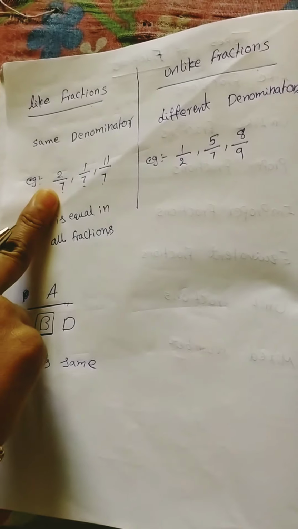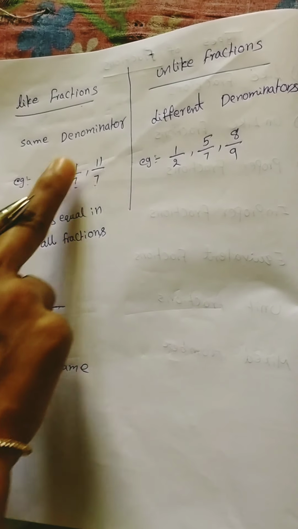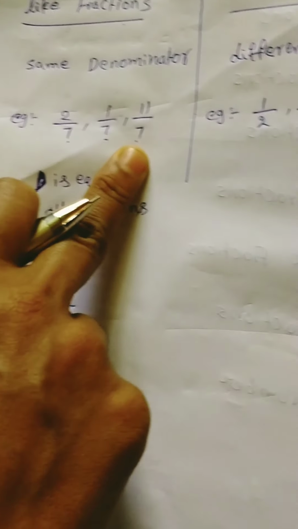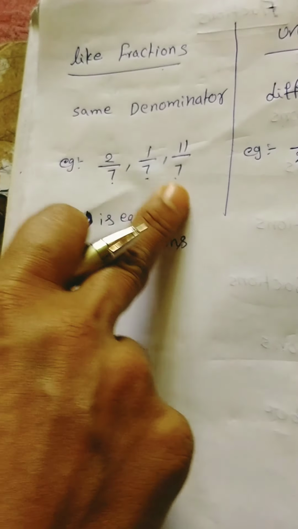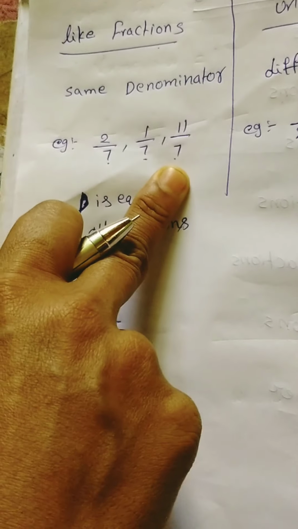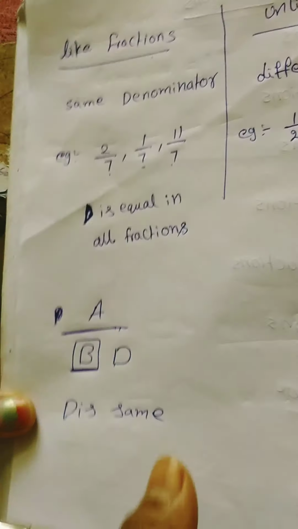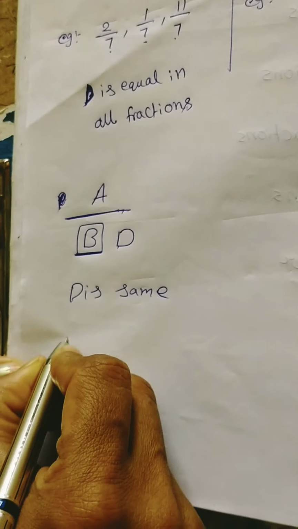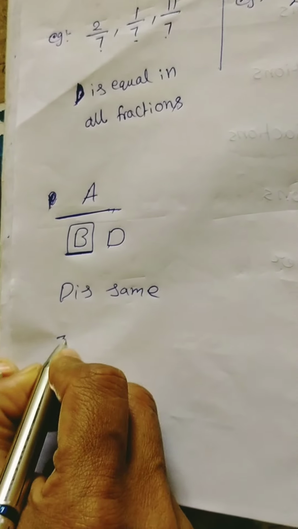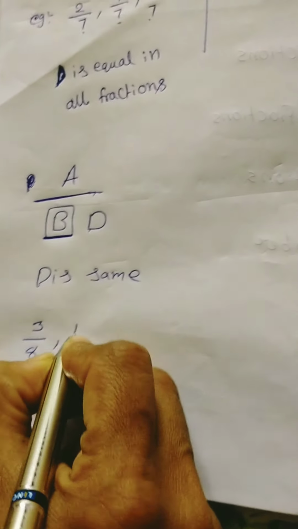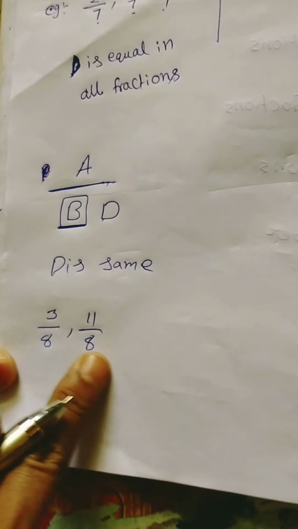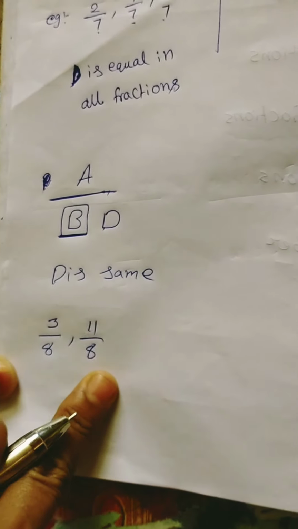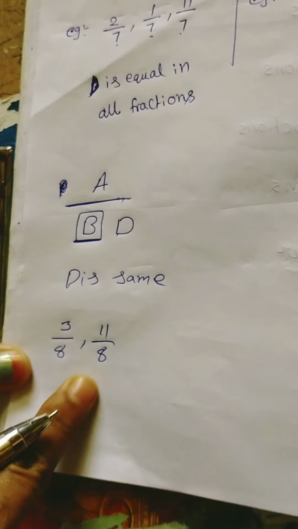For example, look here: 2 by 7, 1 by 7 and 11 by 7. That means the denominators of all these three fractions are equal. So we call these three fractions like fractions. Let us take some other examples: 3 by 8 and 11 by 8. These two are also like fractions because their denominators are the same.